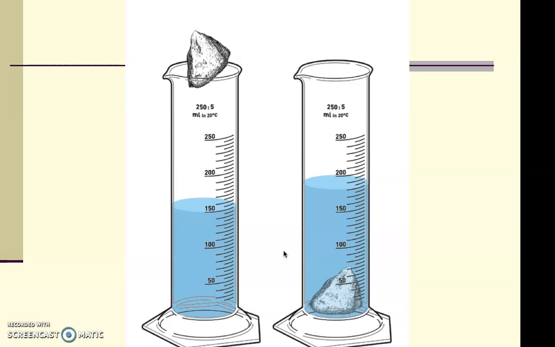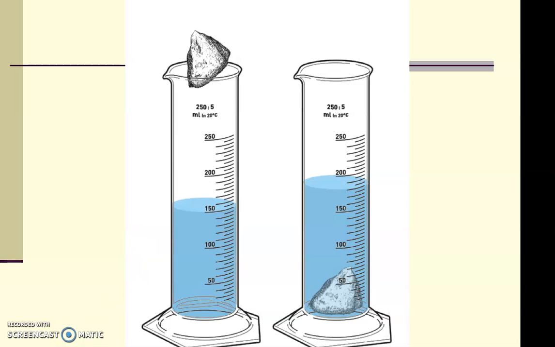Here's a little example. You start out with an initial volume of 150 mLs. You take the stone or some odd shaped object, drop it in, and the water rises to 180. That is your final volume. So 150 and 180 are your two volumes you're going to be working with. The volume of this stone can be easily calculated.